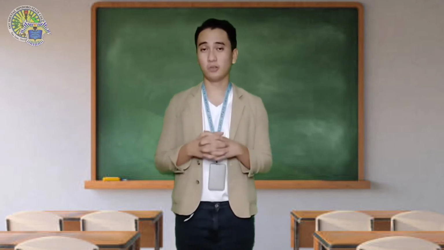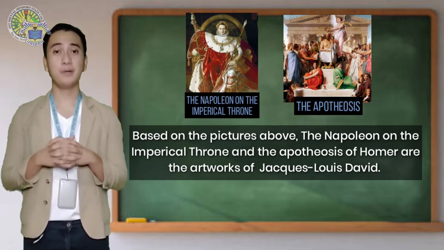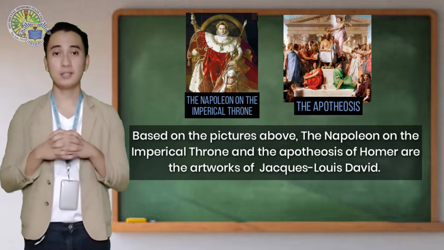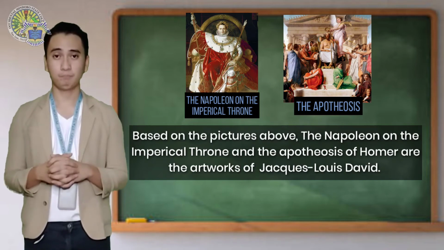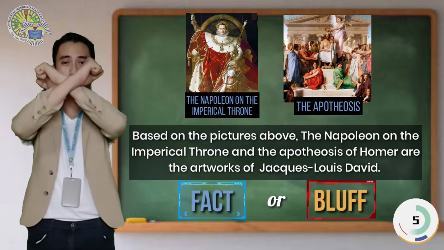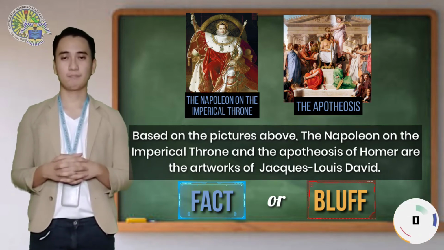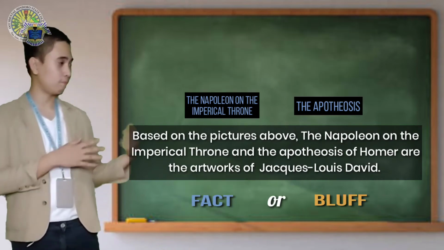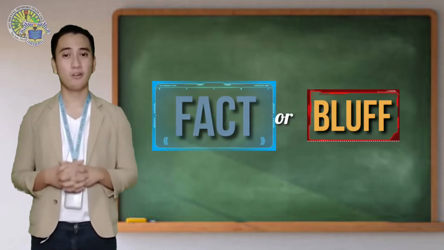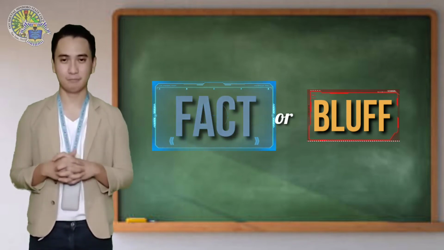Okay, let's start with the category Artwork. Here's your question. Based on the pictures above, the Napoleon on the Imperial Throne and the Apotheosis of Homer are the artworks of Jacques Louis David. Is it a fact or bluff? Okay, let's check it. And the answer is, you are correct. Those are the artworks of Jean Auguste Dominique Ingres.